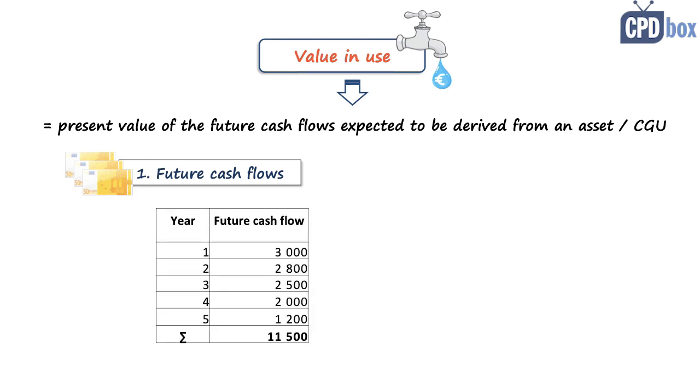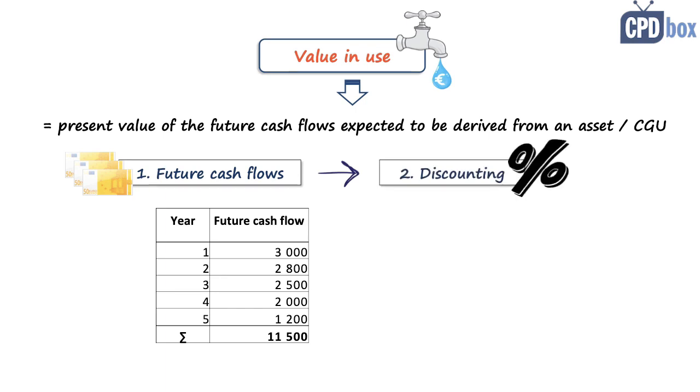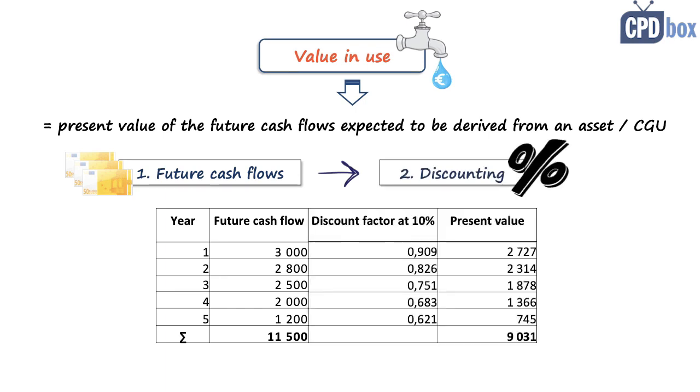And it's good to do it in a table. This table would list cash flows separately for each period, mostly a year, but it could be shorter if it's convenient and necessary. Once you have your cash flows in a table, it's necessary to select an appropriate discount rate and discount these future cash flows using that rate. The sum of the present values of cash flows in individual years is then the value in use.